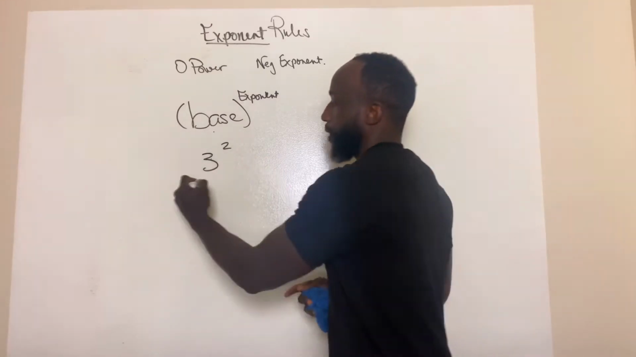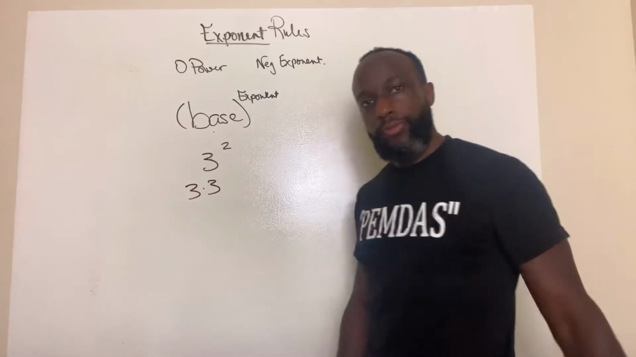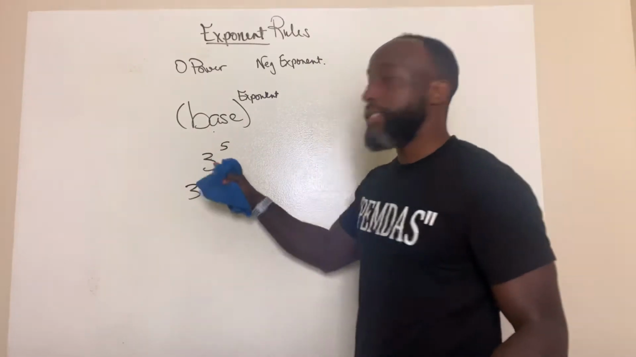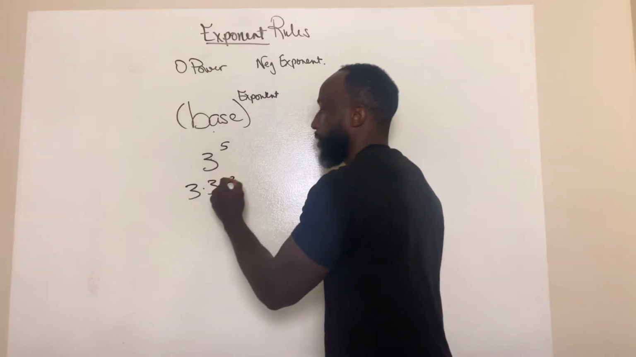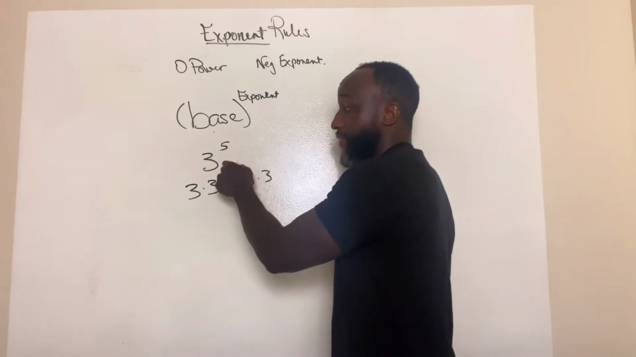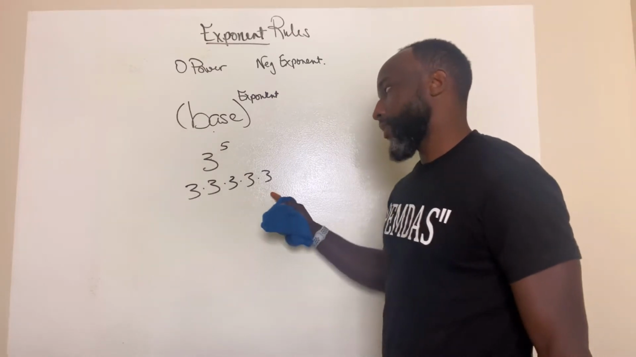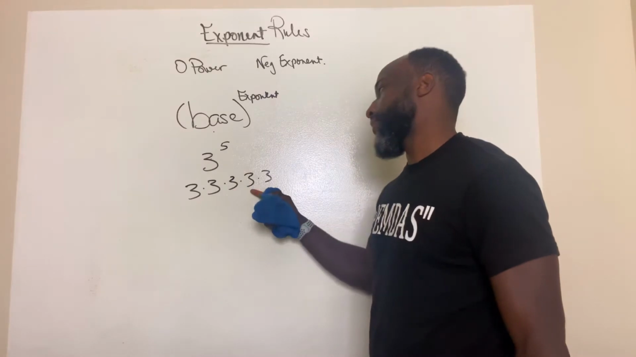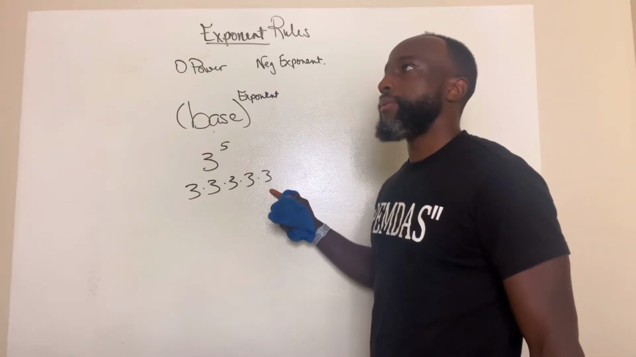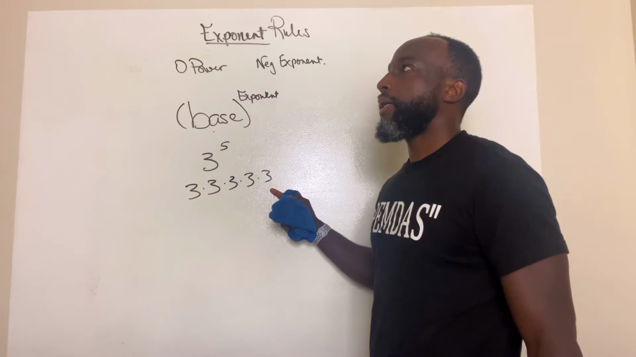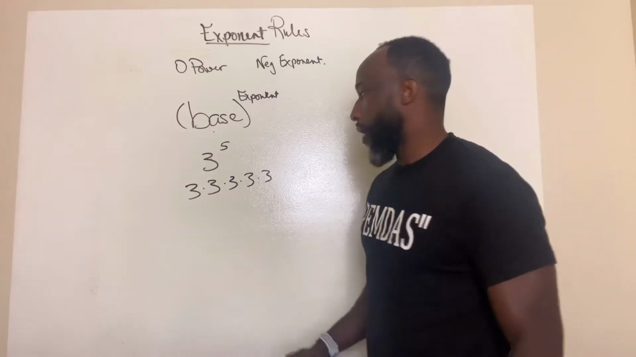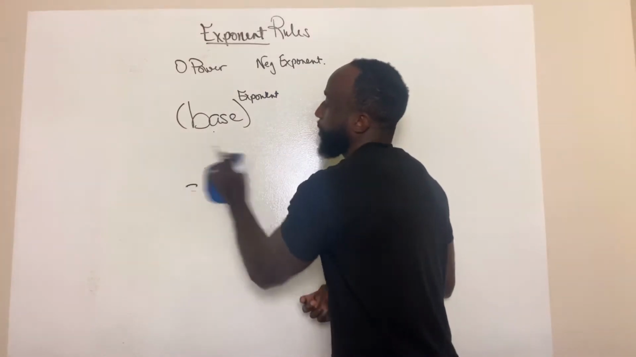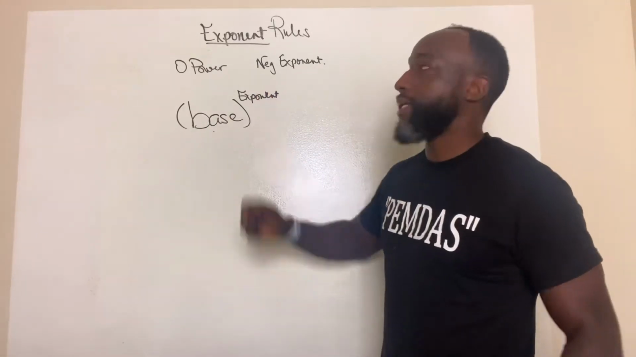So if it's 2, that means it's going to be 3 times 3. If this exponent was 5, it would be 3 times itself 5 times. So it would be 3 times 3 times 3 times 3 times 3, not 15. That's 9, 27, 81, and then 243. So that's what 3 to the 5th power is. The exponent tells you how many times the base is going to be multiplied by itself.